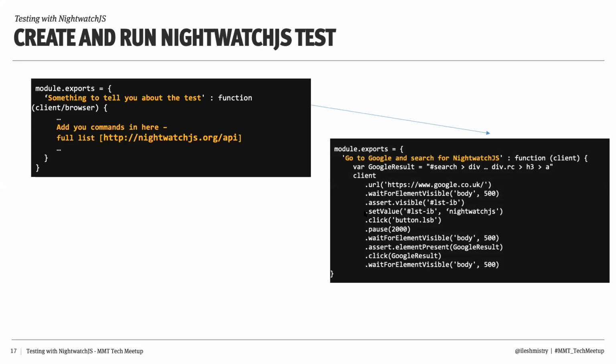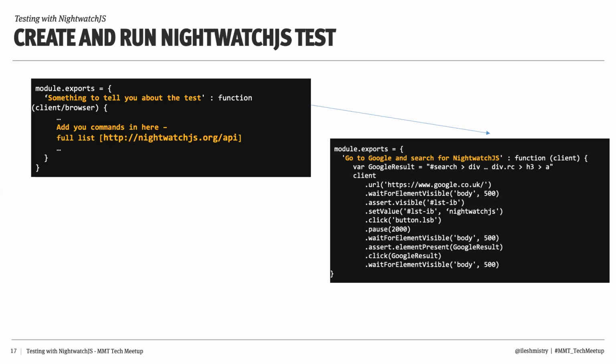You can see here that it's also got an element to allow you to store variables. So you don't have to type in hashtag search and then the next div, etc. You don't need to do all of that. You can just do that once, and you may be utilizing that more in the project, in your tests.